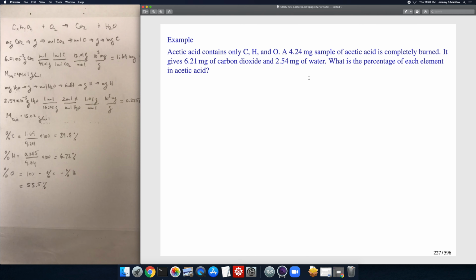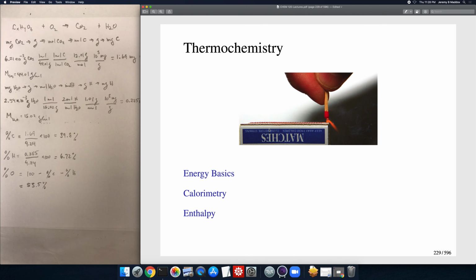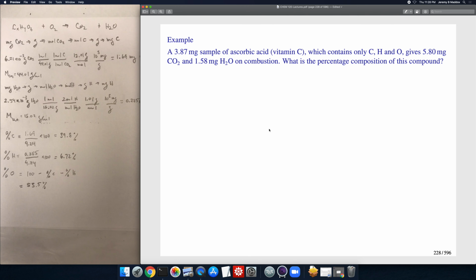Okay, so that's how you use a combustion analysis to determine the percent composition of a compound that contains carbon, hydrogen, and oxygen. This next problem here, let's see. Yeah, this is the second problem here. So this is another problem involving vitamin C, which contains only carbon, hydrogen, and oxygen. It's solved in exactly the same way.